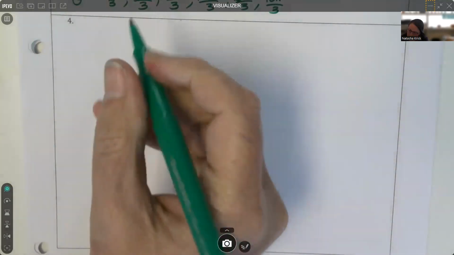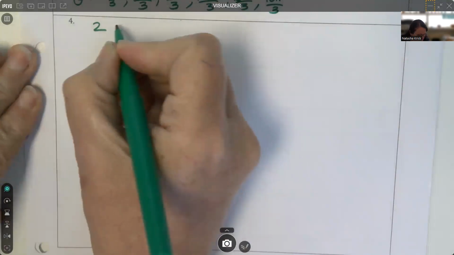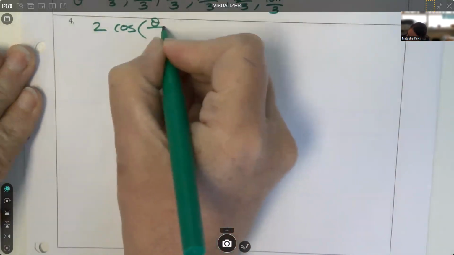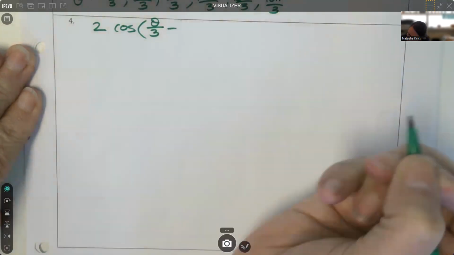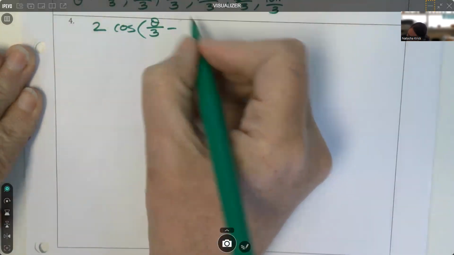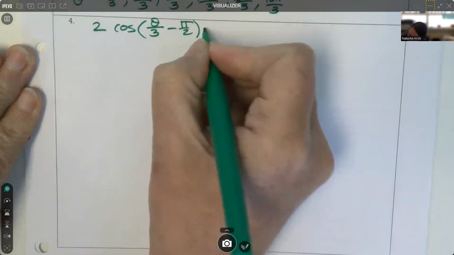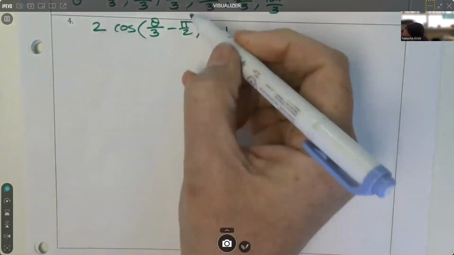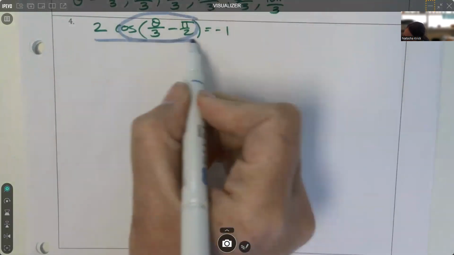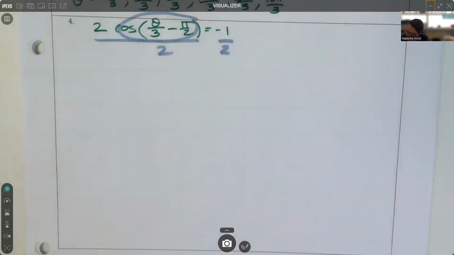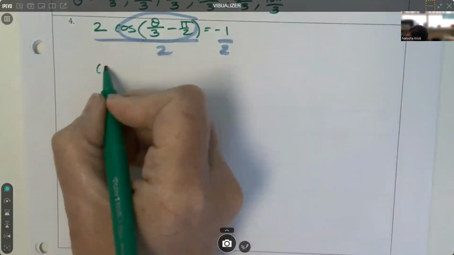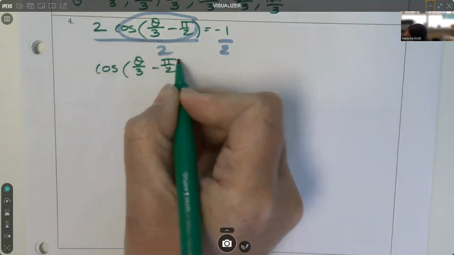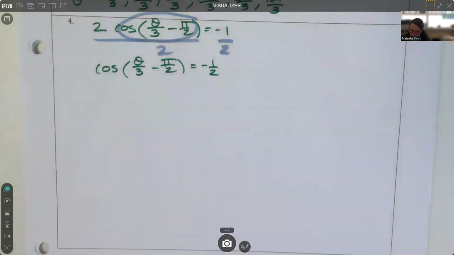We're going to have an equation that says 2 times cosine, and this one's going to have lots of stuff going on the inside. We've got theta over 3 minus pi over 2 equals -1. So start by getting the cosine by itself. I'm going to just divide both sides by 2. We get cosine of theta over 3 minus pi over 2 equals -1/2.